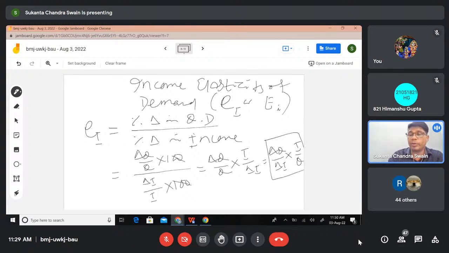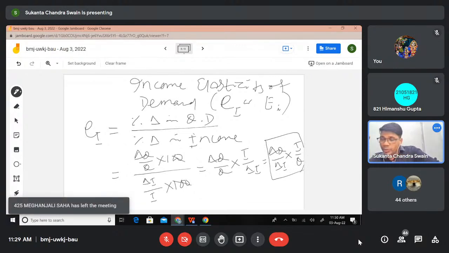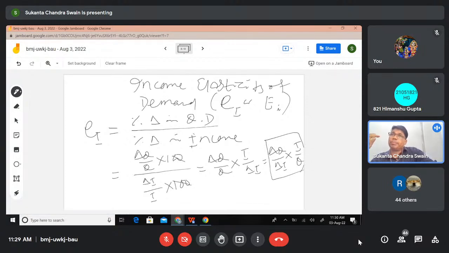Exactly the same formula what we had discussed in the percentage method of price elasticity of demand. It was del Q by del P into P by Q. It is now del Q by del I into I by Q. Means P has been replaced by I. Okay, so this is the formula for computing EI.